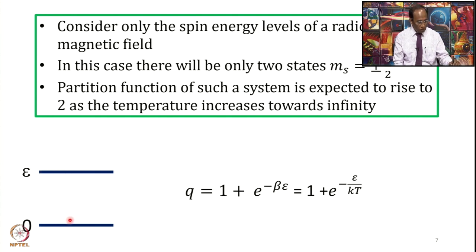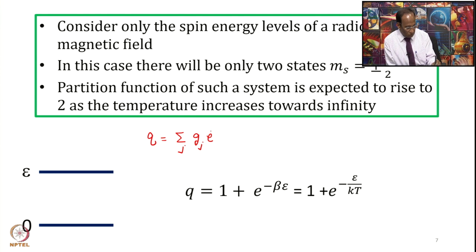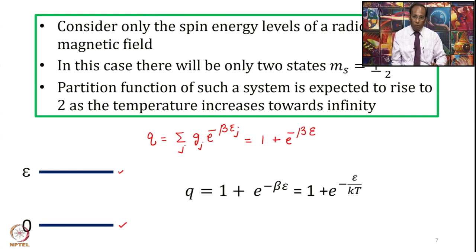How do we write the partition function for this system? Q is equal to 1 plus exponential minus beta E. Q, which is equal to summation over J of gJ exponential minus beta EJ. There are only 2 states. The degeneracy of the ground state is 1 and energy is 0. So 1 into exponential 0 is equal to 1, plus the degeneracy of the second level is also 1, and exponential, here the energy is E. That is the expression for the partition function. And that is what is written over here.